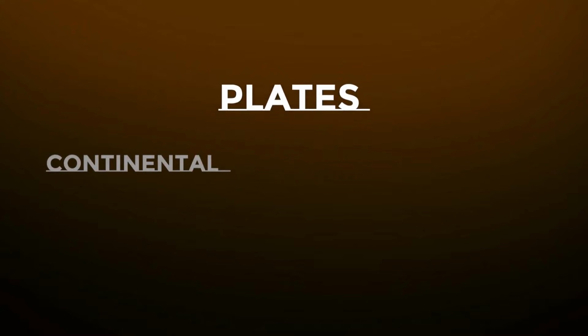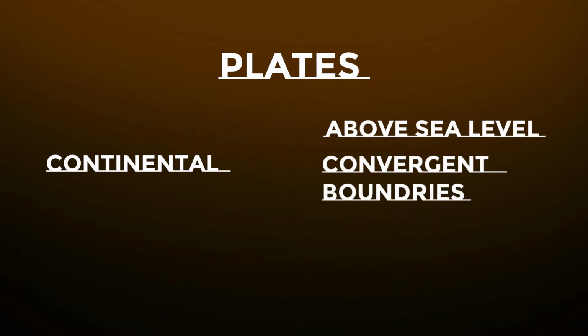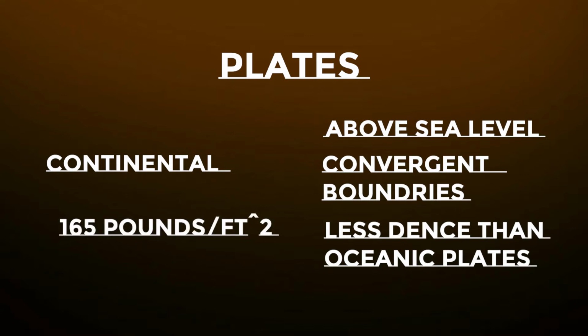A continental plate is where the plate is above sea level, which makes them a lot thicker. At convergent boundaries, they collide and create thickness. They are much less dense than oceanic plates due to the fact that they are made up of a different material, and they are around 165 pounds per square foot. It is mainly made up of granite.